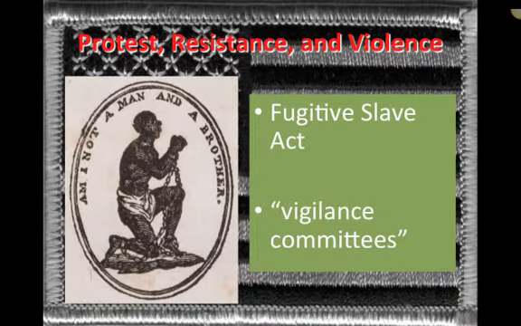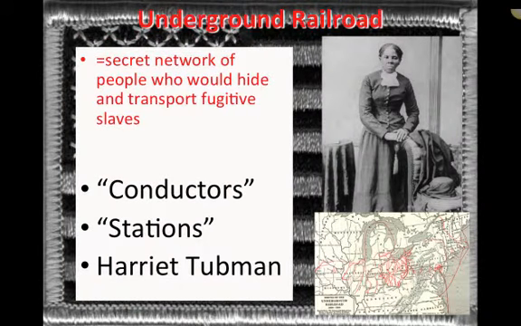One of the big compromises we see being made is the Fugitive Slave Act. This act said that fugitive slaves were not entitled to a trial by jury. Anyone convicted were fined $1,000 and imprisoned up to 6 months for harboring or helping a slave. Some Northerners fought against it, forming vigilante committees to send endangered slaves to Canada for safety. One of the most effective ways of helping fugitive slaves was the Underground Railroad, which was a secret network of people who would hide and transport slaves across lines into safer areas.